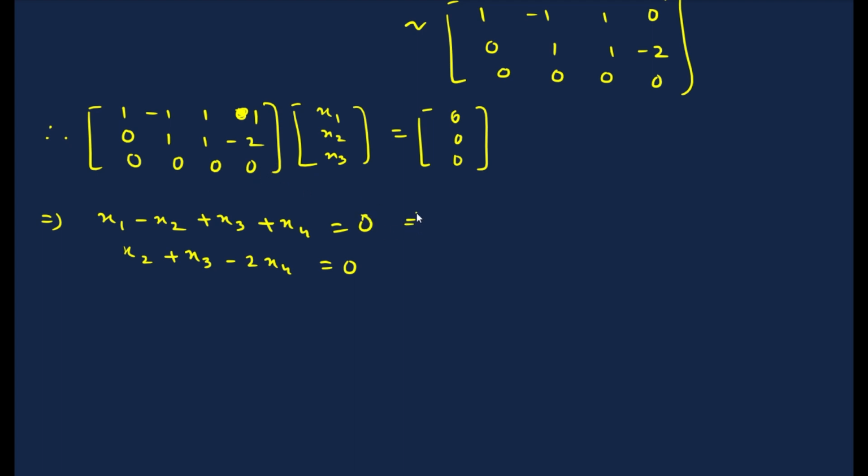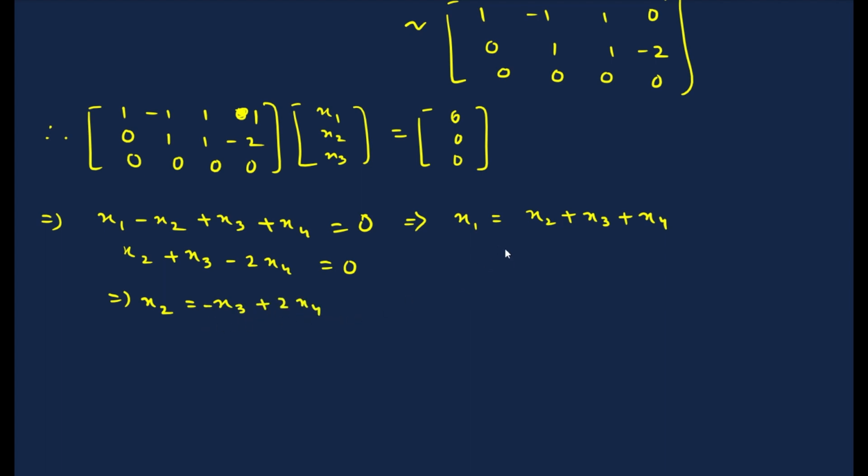Okay. Now from this, what will we get? From this particular equation, x1 is equal to x2 plus x3 plus x4. I am taking the other 3 factors on the right-hand side. And from here, what is x2? Our x2 will be minus x3 plus 2x4.